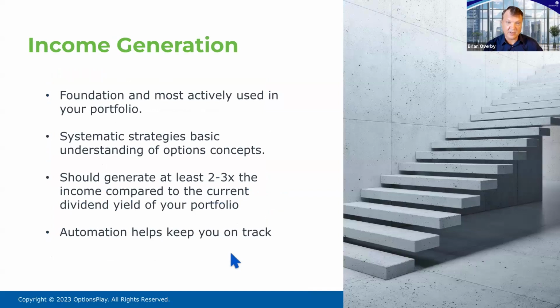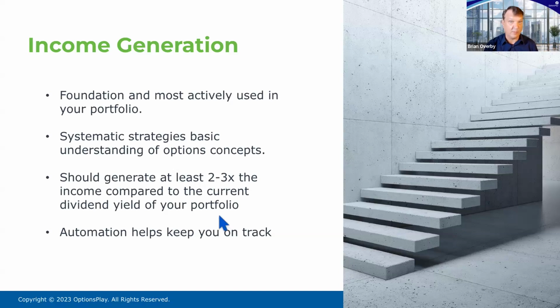All right. Income generation is the foundation and most actively used in our portfolio. There are systematic strategies that we can put together. We've done a presentation on the wheel, where we sell a call to try to get rid of a stock, and then once the stock sells, you sell a put to try to buy it again. If we're going through that income generation type strategy, you should generate at least 2 to 3 times the income compared to the current dividend yield of your portfolio. So we're trying to go above and beyond any dividends.